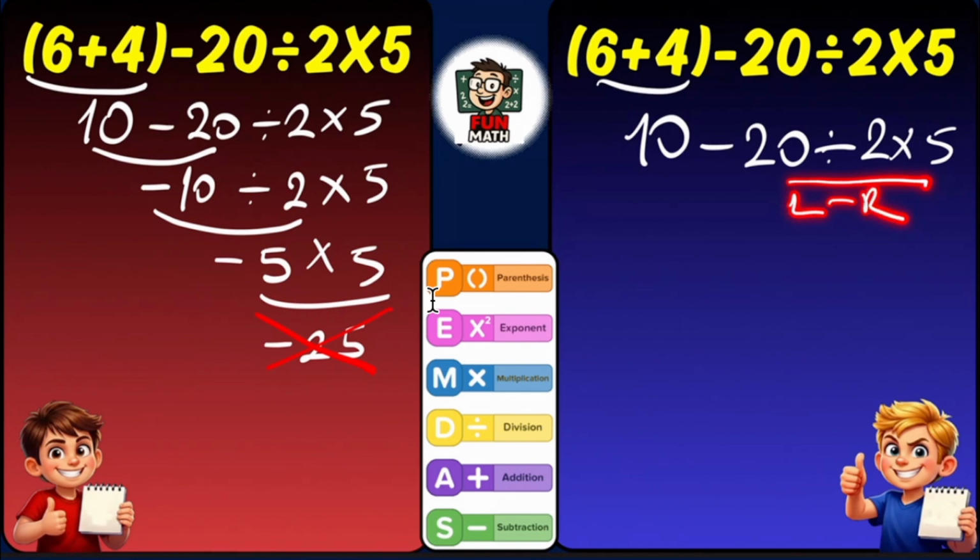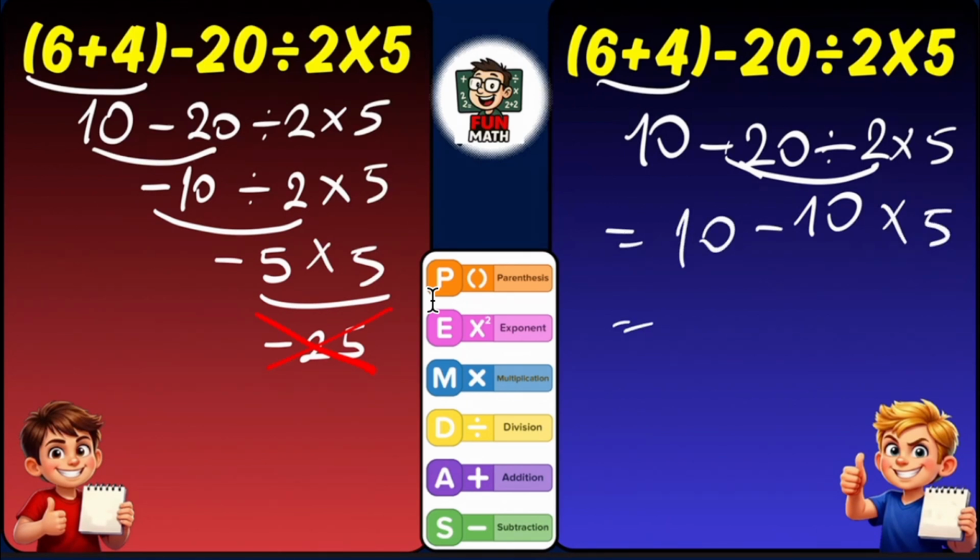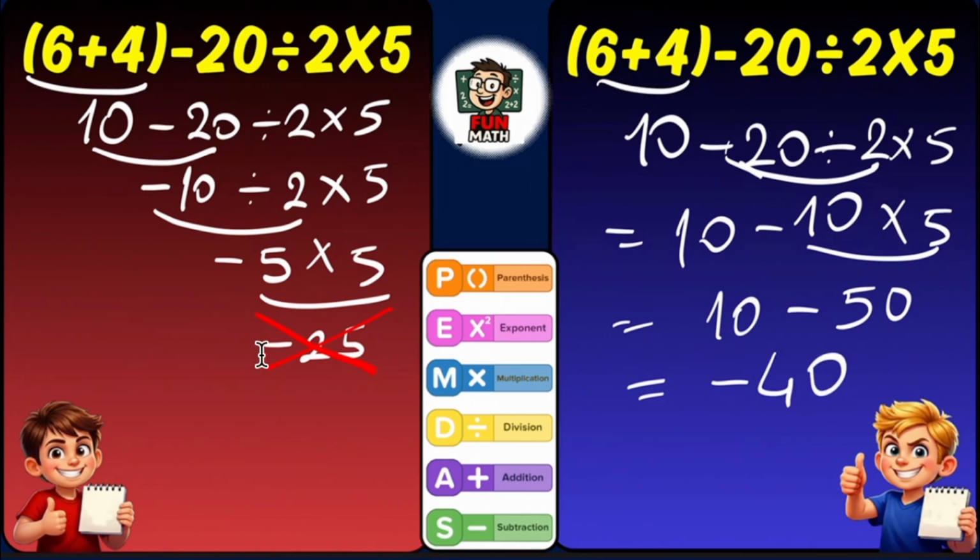Left to right. Division: when you divide 10 by 2 you get 5. Now, multiplication: 5 times 5 equals 25. Finally, subtraction: 10 minus 50 equals negative 40. The correct answer will be negative 40.